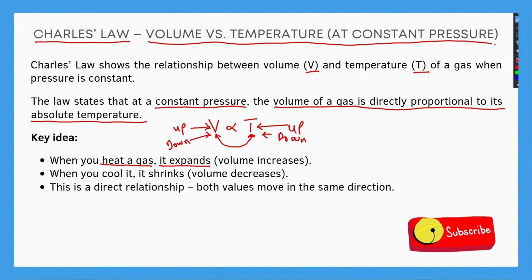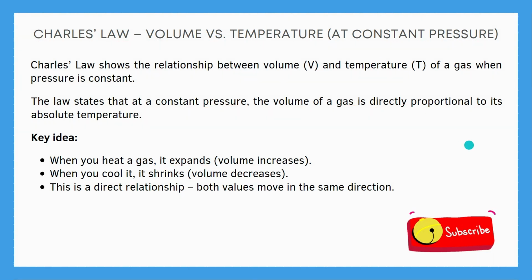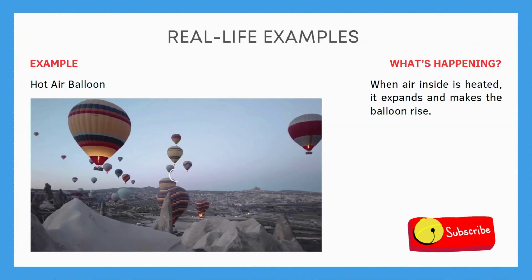When you cool a gas, on the other hand, it shrinks and the volume reduces, which is a very good explanation for what happens to your soda cans when you place them in the fridge. After a while, it looks as if the can wants to begin to get squeezed, and if care is not taken, it can burst open. So in Charles's Law, there is a direct relationship between volume and temperature. Both values move in the same direction. Now let's look at some examples to buttress what we have just said.